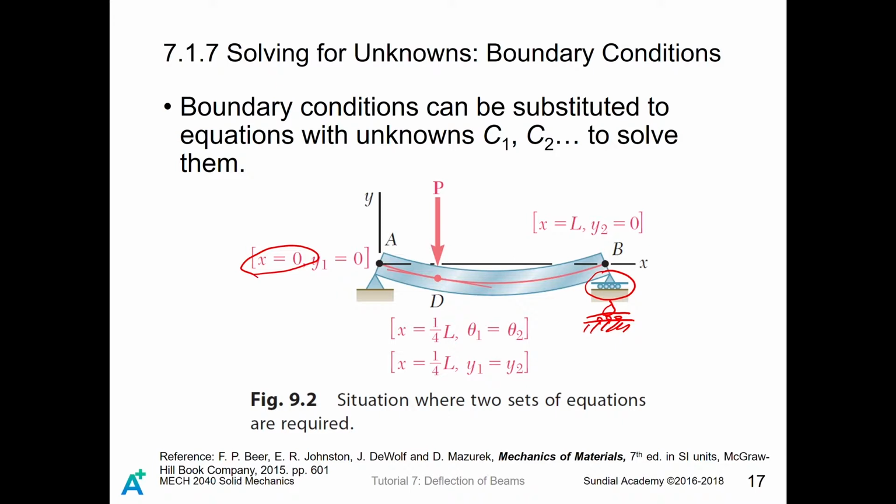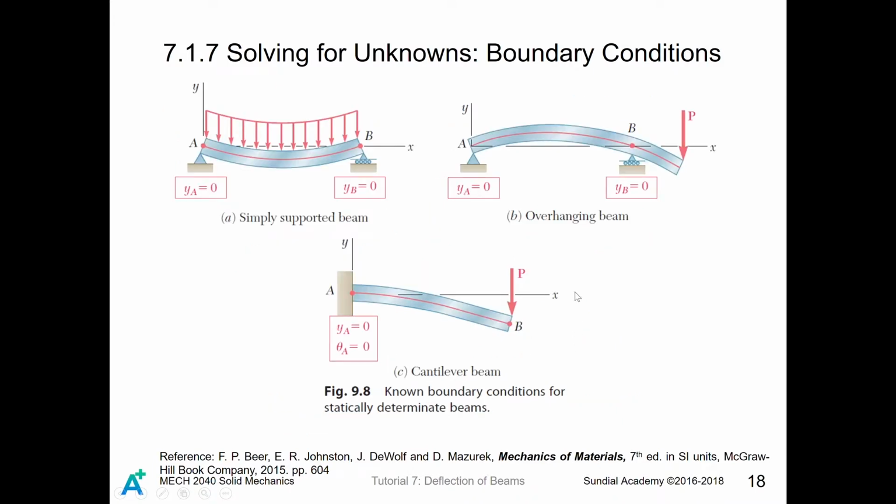That is another story. And when talking about the cantilever beam, which is the fixed end, we have two boundary conditions here. One is about the deflection. The deflection is 0 at this end.